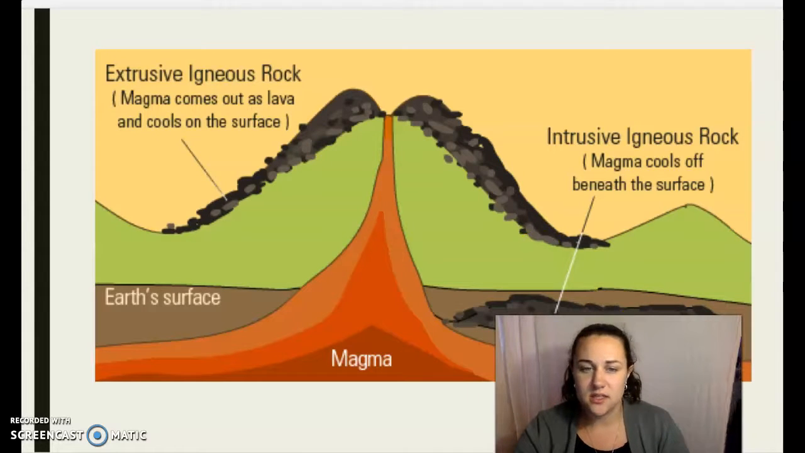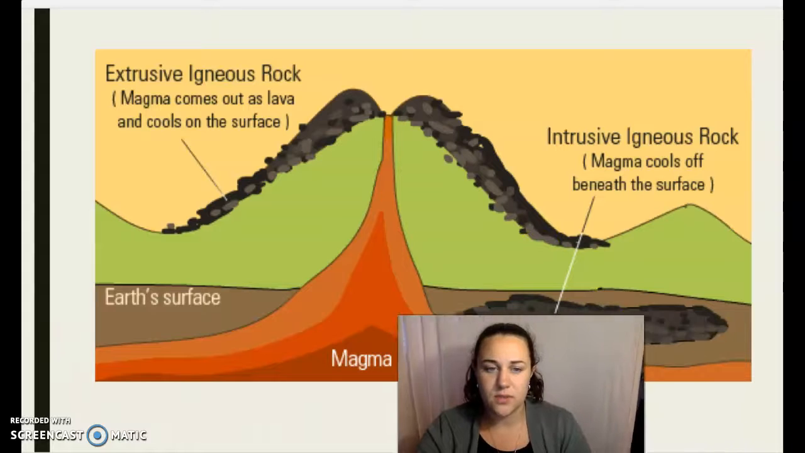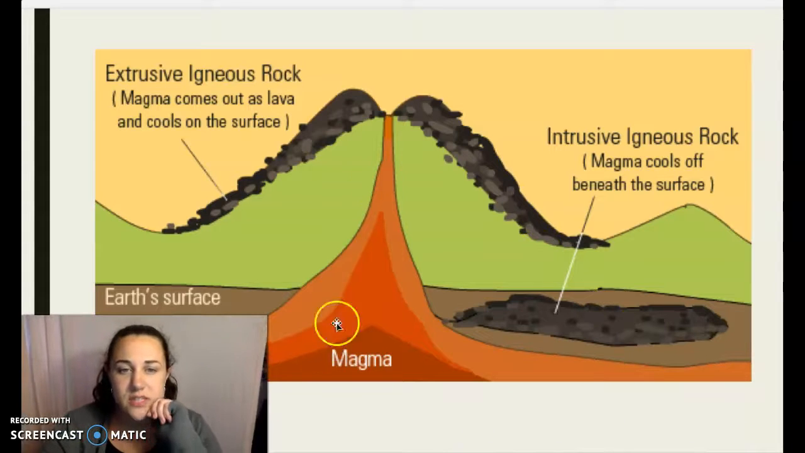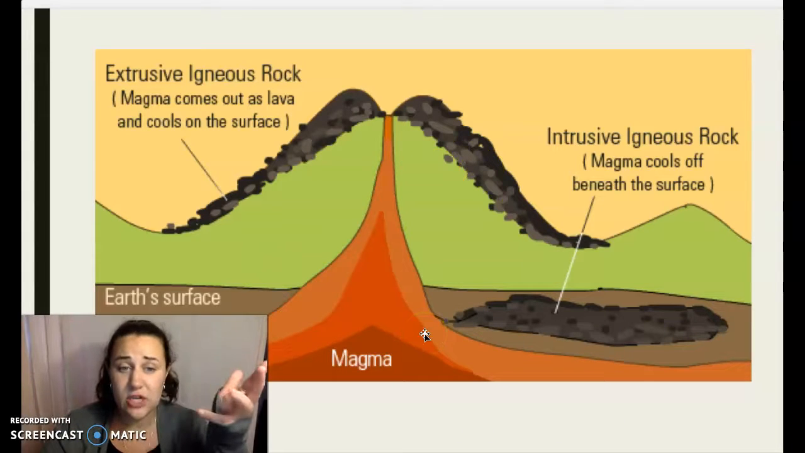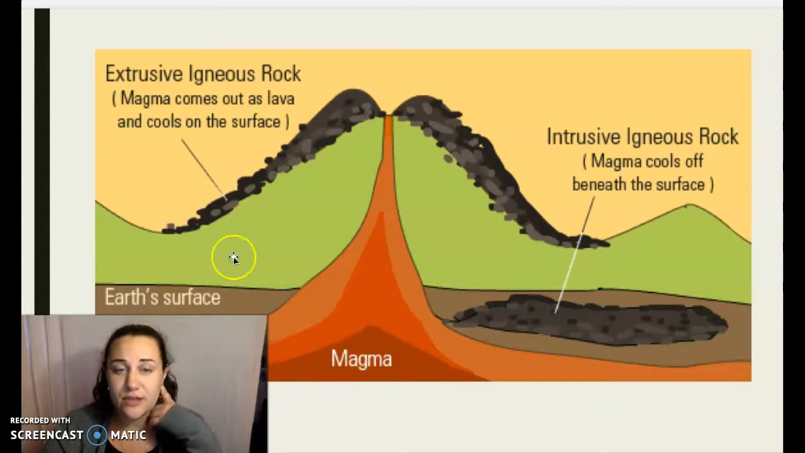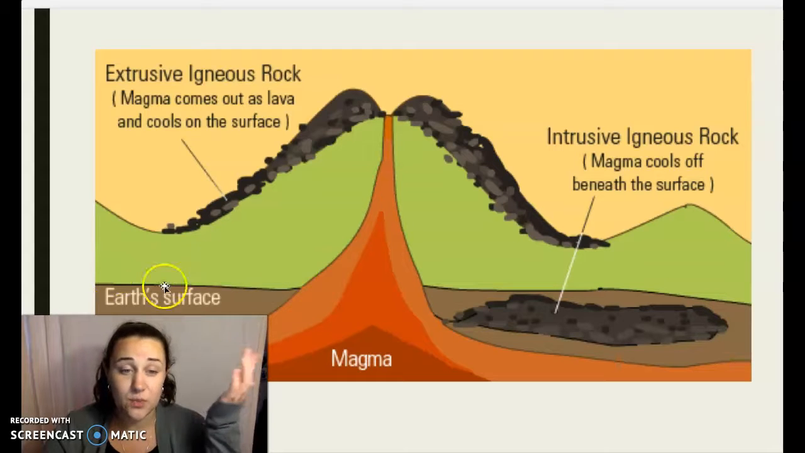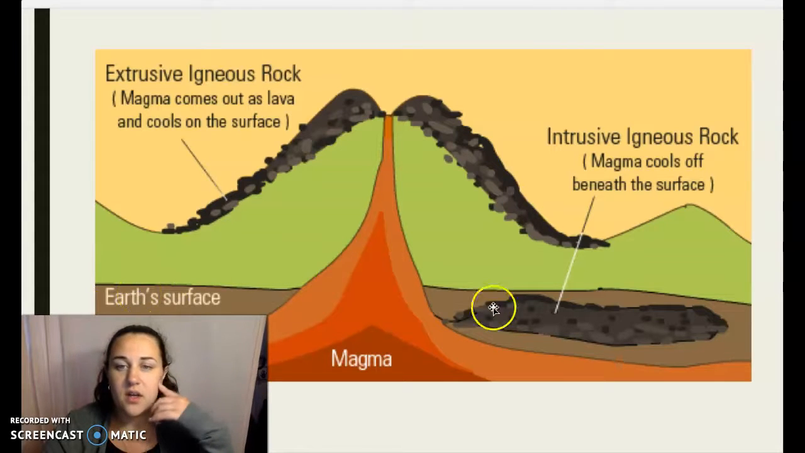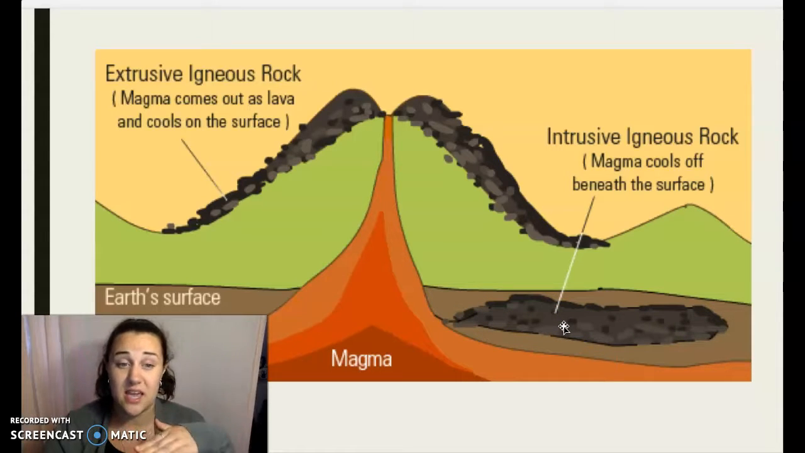Let's take a look at this. I'm going to move myself over so we can see everything. So this is a volcano here, friends. We already talked about volcanoes, so I know it looks familiar. And the magma here is the lava deep inside the earth, right? This is the earth's surface here, so this is what we can see. This is what we stand on. So magma comes up, and sometimes it cools off beneath the earth's surface. So we can't see it just yet.